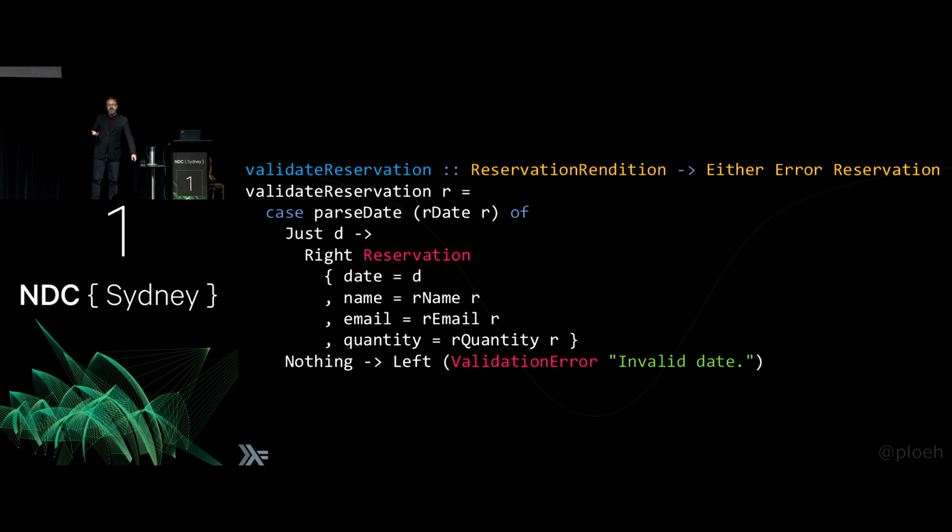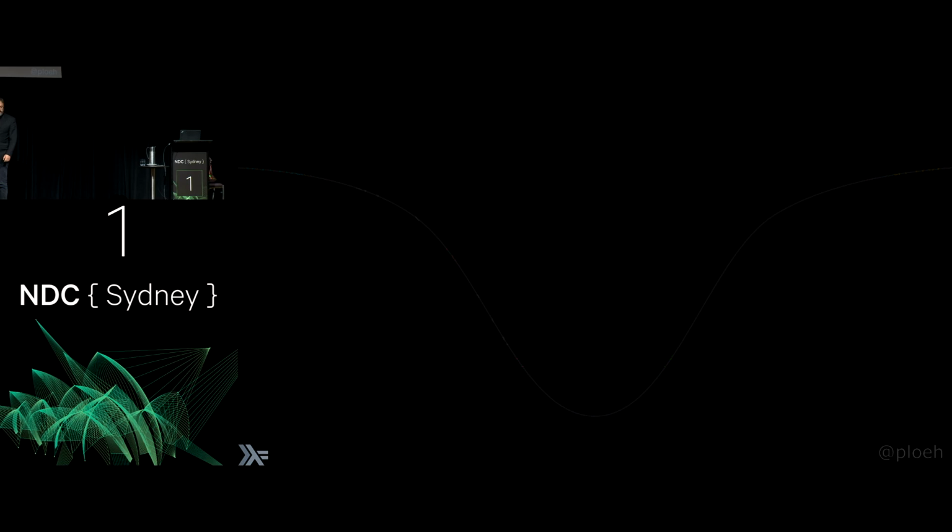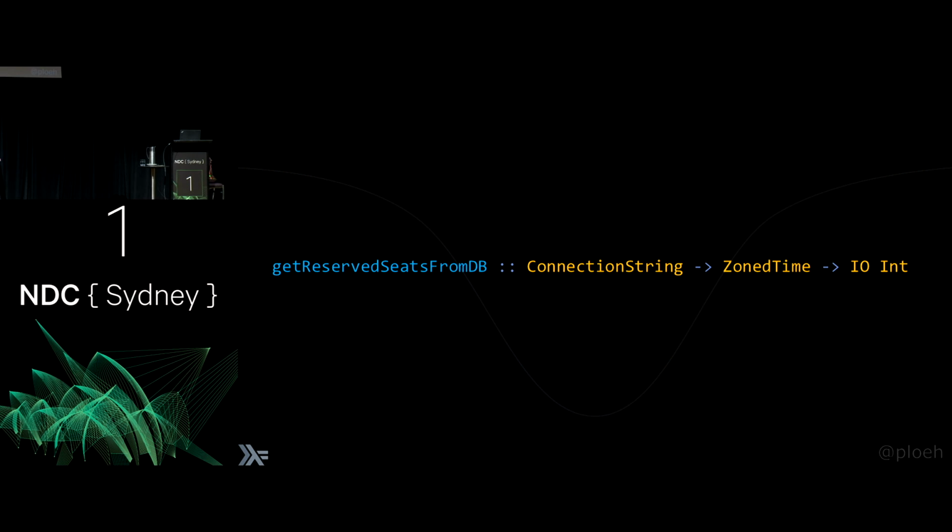Now, what does it look like if we want to explicitly state that a function is impure? Well, it looks like this. I'm just going to show you a function declaration without its implementation. This is the next function in that little sequence diagram that I showed you, getReservedSeatsFromDB.